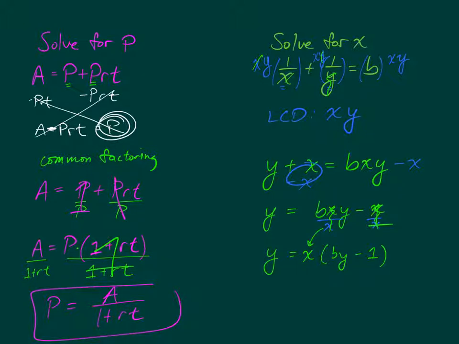And now you may notice that x is being multiplied by this thing. So we can say divide by that, by minus 1, on both sides. Very similar to what was happening right here. It was the variable we want times something, divide by that thing. So we end up with x equals y over by minus 1.